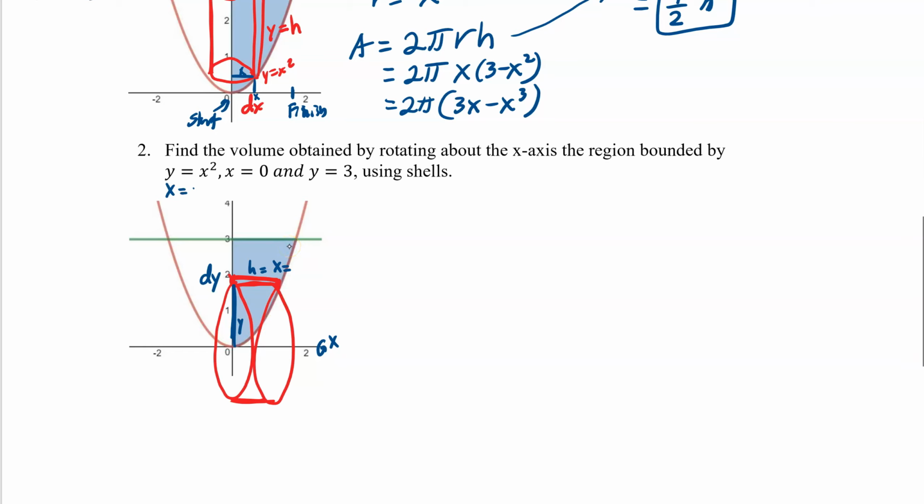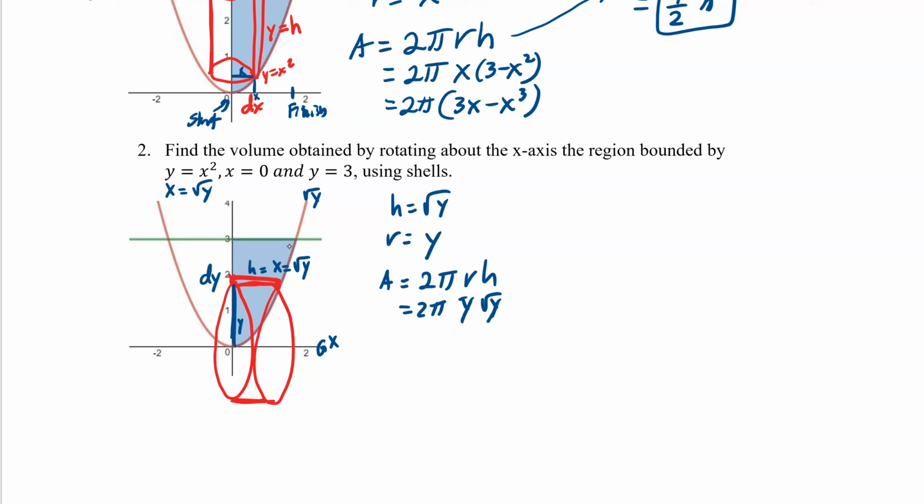So if we solve it, x is the square root of y. That's our positive side. This is the square root of y. This would be the negative square root of y. And all we're dealing with is the positive. So that one. So that means our height here is the square root of y. So if we plug this in, our h is square root of y. Our radius is y. And so then our area would be 2 pi r h, which is 2 pi y square root of y. And there we have it.